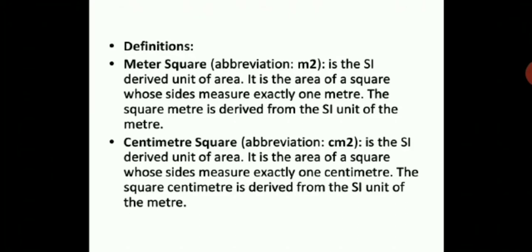Similarly, centimeter square, abbreviation cm squared, is the SI derived unit of area. It is the area of a square whose sides measure exactly 1 centimeter. When you take a square of side 1 centimeter, the area of a square is equal to side square. So 1 centimeter into 1 centimeter is equal to 1 centimeter square. That's why the square centimeter is derived from the SI unit of the meter.